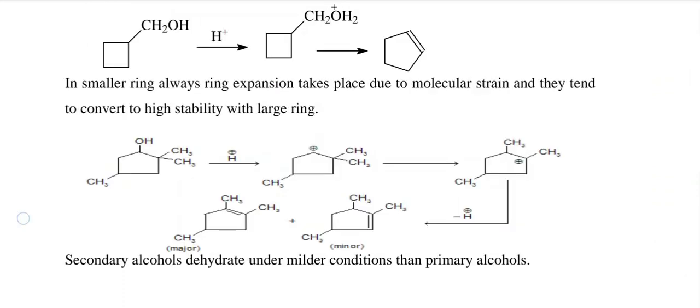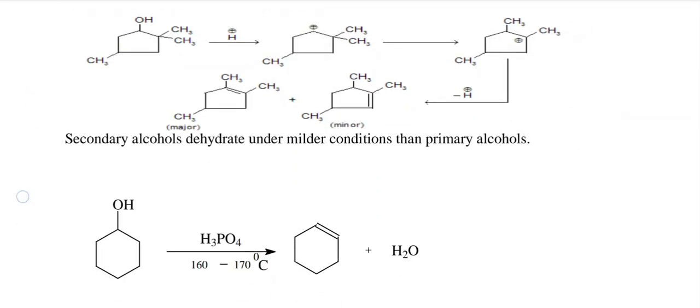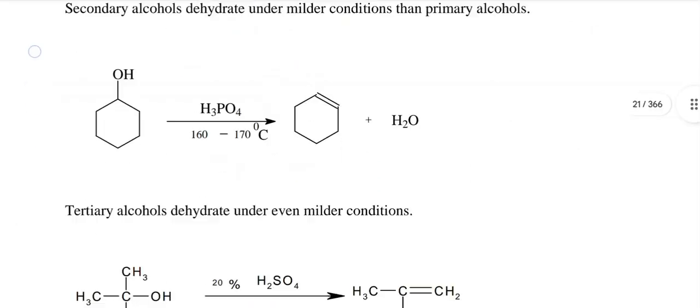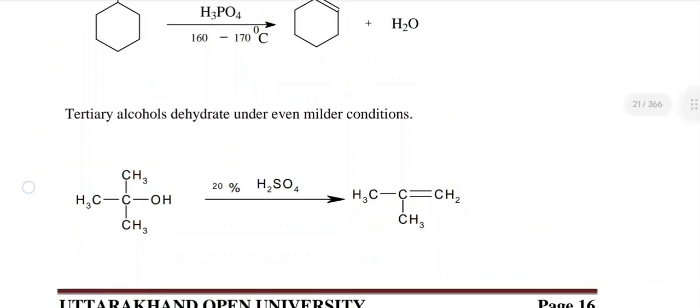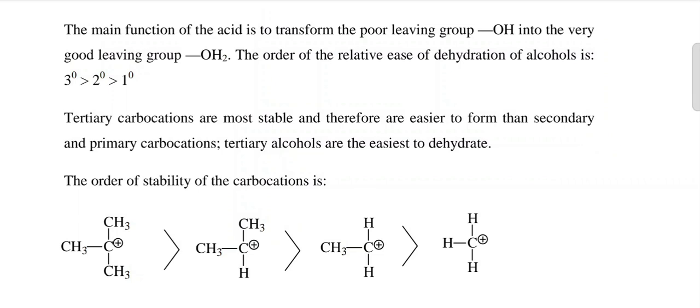In cyclic alcohols, ring expansion often takes place due to molecular strain, and they tend to convert to more stable, larger rings. Secondary alcohols dehydrate under milder conditions than primary alcohols. Tertiary alcohols dehydrate under even milder conditions. The main function of the acid is to transform a poor leaving group, OH, into a very good leaving group, OH2+. The order of relative ease of dehydration of alcohol is tertiary, secondary, and primary.